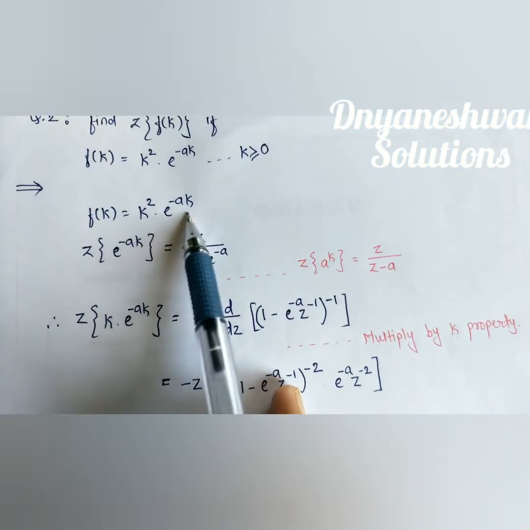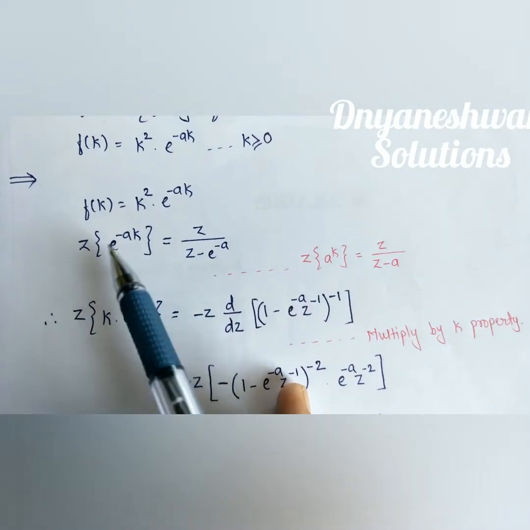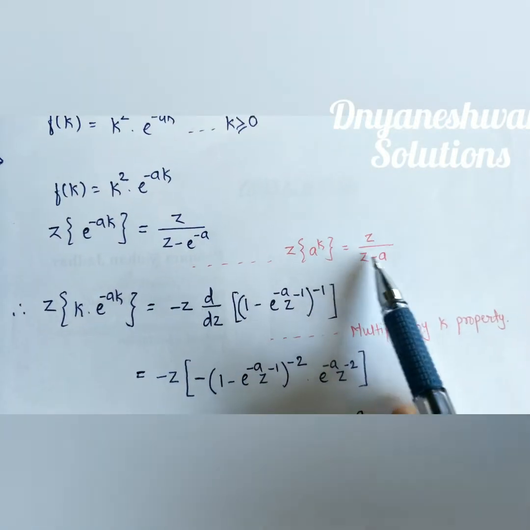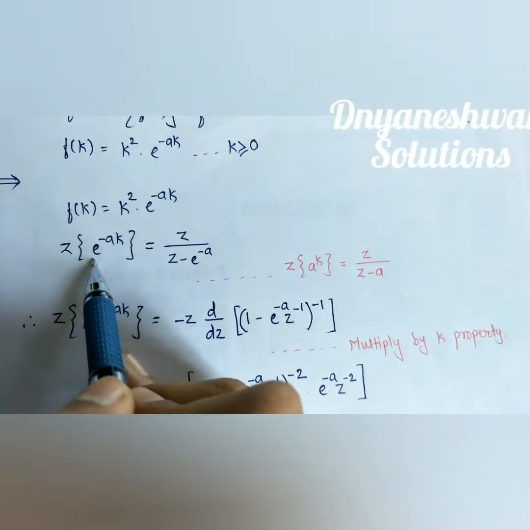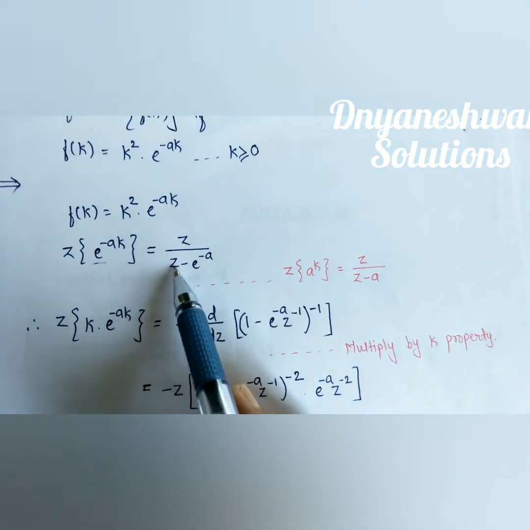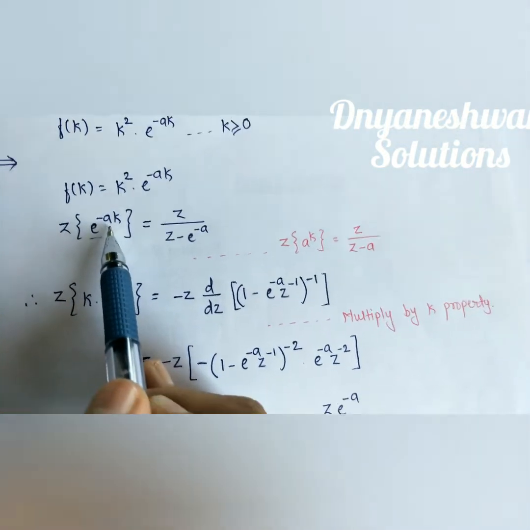First of all, find the Z transform of e raised to minus ak. Use this formula: Z transform of a raised to k is z upon z minus a. What is our a here? It is e raised to minus a. So put the value: z upon z minus e raised to minus a. This is the Z transform of e raised to minus ak.